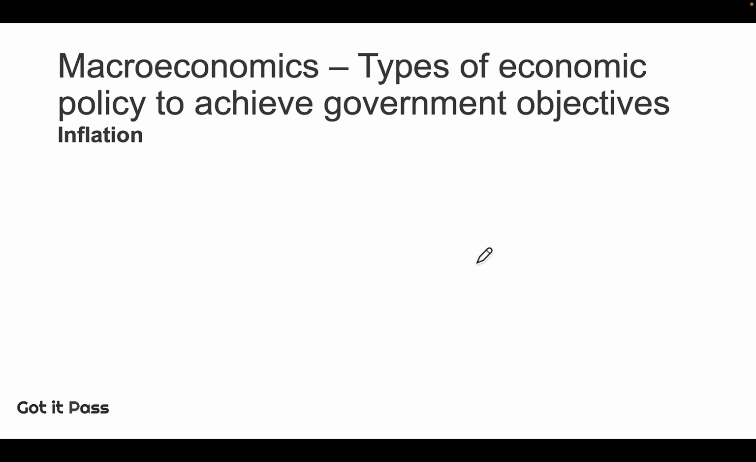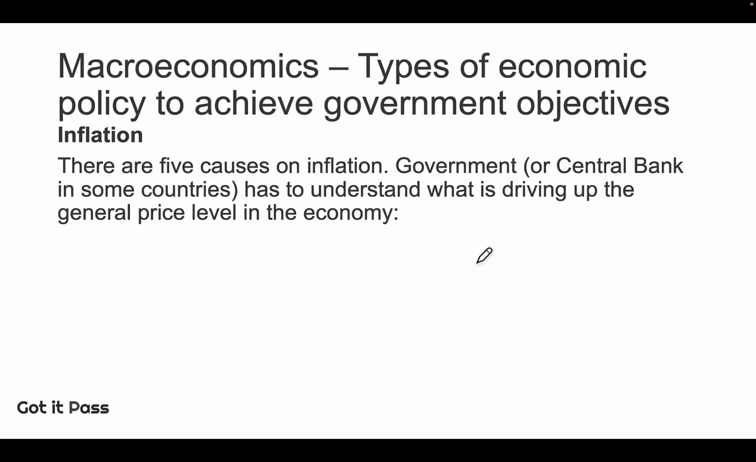So next, we move on to inflation. Inflation is another government policy objective in order to achieve a stable price or stable inflation. And remember, we have different causes of inflation. We list 5 causes of inflation. And government has to understand what is driving up the general price level in the economy so they can find a solution on how to fix it.